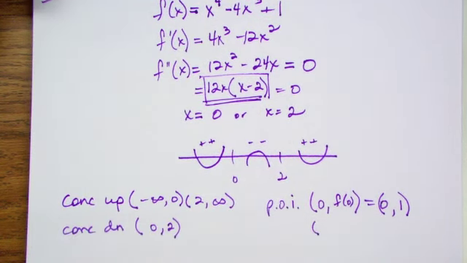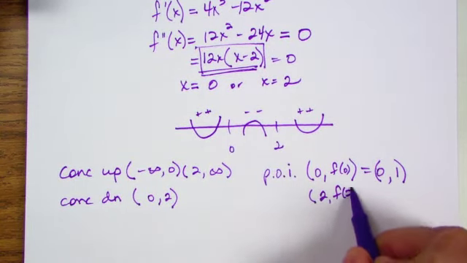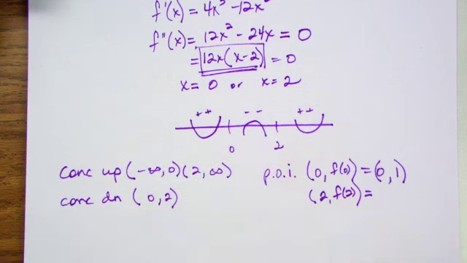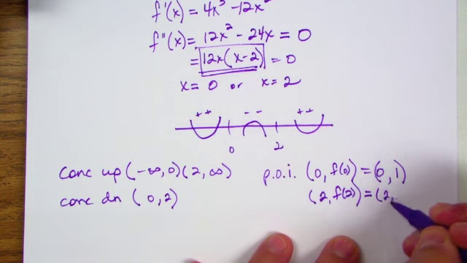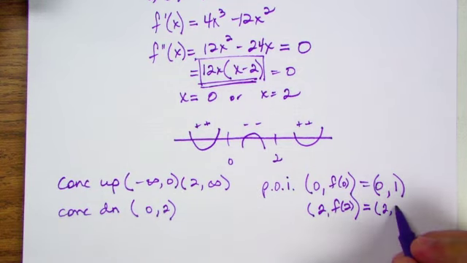And where is another point of inflection? 2, f of 2. How do I know that those are points of inflection? Because concavity changed. Concavity must change in order for it to be a point of inflection. So that's going to be 2 to the 4th is 16 minus 32 is negative 16 plus 1 is negative 15.